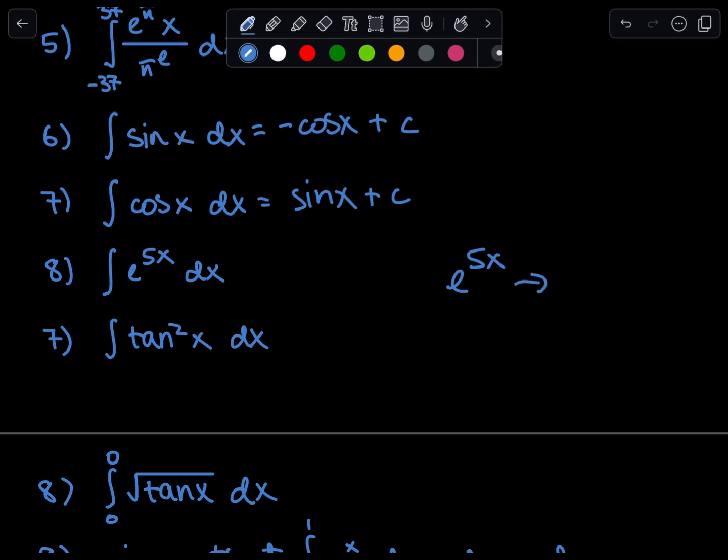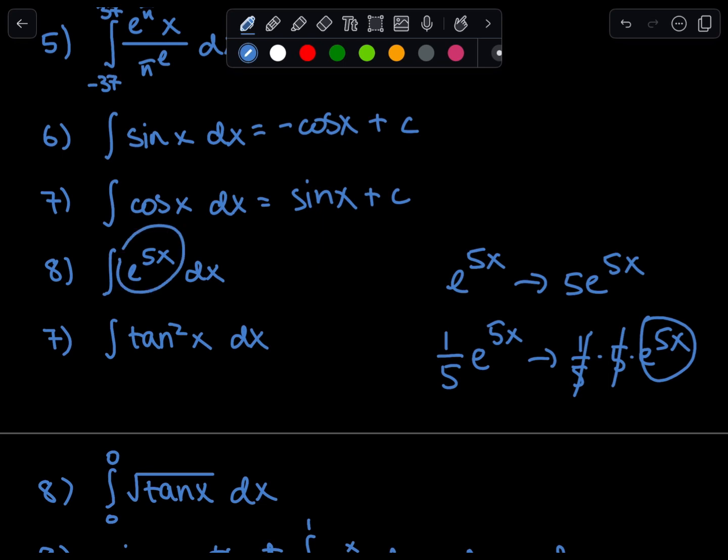If you differentiate that, you get 5e to the power of 5x. Great, that's close to what we have here. How can we get rid of this 5 factor? Well, we can try differentiating 1 over 5 e to the power of 5x. And then when you differentiate that, you get 1 over 5 times 5 times e to the power of 5x. These cancel out, and we're left with our integrand. So the correct answer is indeed 1 over 5 e to the power of 5x plus c.